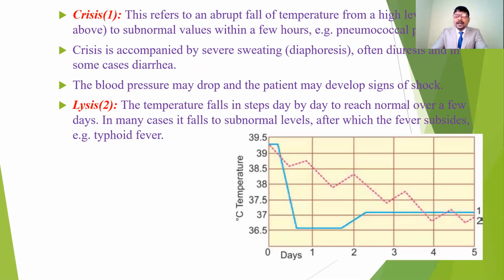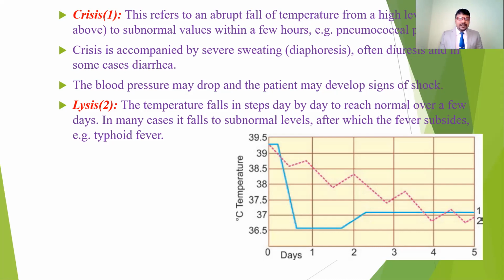We have to observe how the temperature is going to rise and also how it is going to fall. There are two types of fall: one is called crisis, and the other is lysis. Crisis refers to the abrupt fall of the temperature from 40 degrees centigrade to even below the normal level; the temperature falls suddenly.